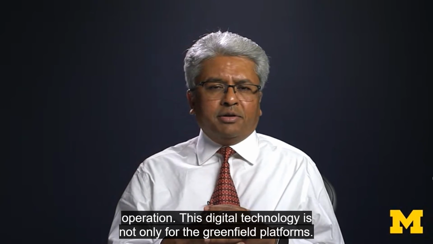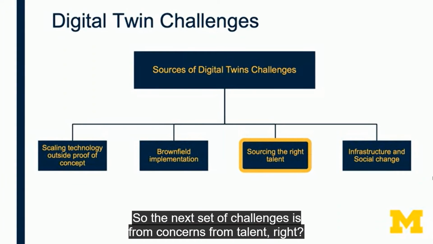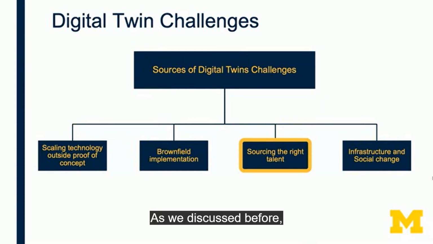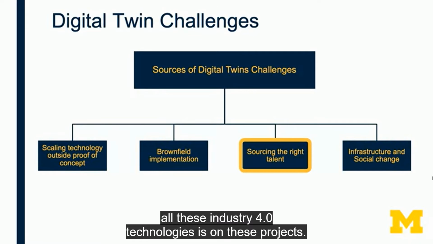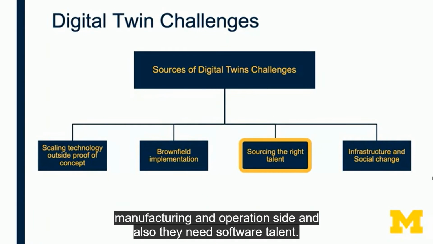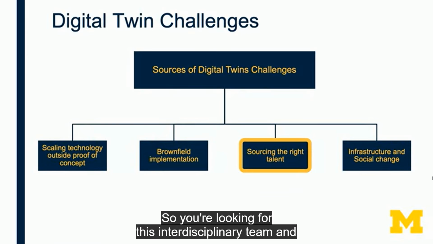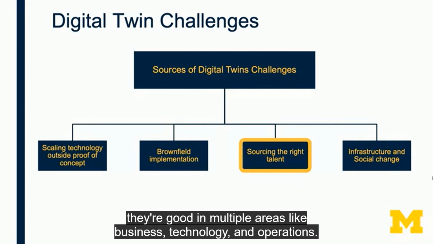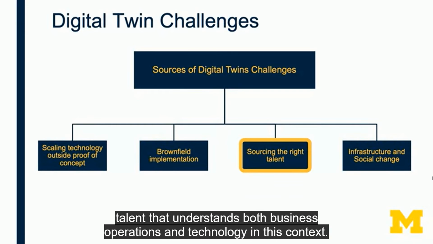The next set of challenges stems from talent, sourcing the right talent. As we discussed before, all these Industry 4.0 technologies and projects require talent from the engineering side, talent on the manufacturing and operations side, and also software talent. So you're looking for an interdisciplinary team, and also for people who are good in multiple areas like business, technology and operations. There is going to be a premium for talent that understands both business operations and technology in this context.